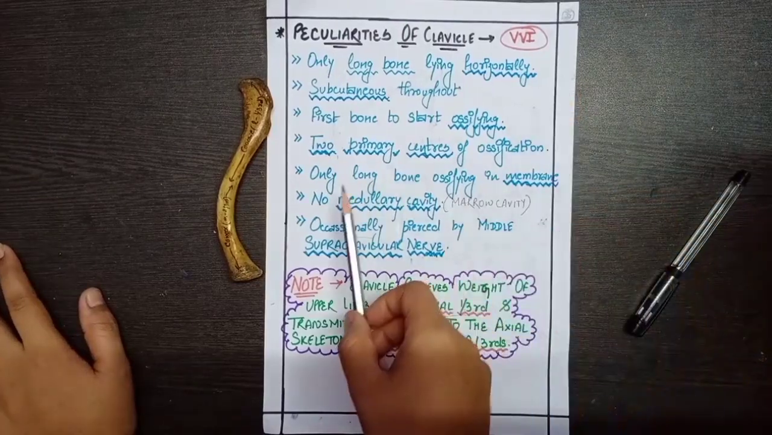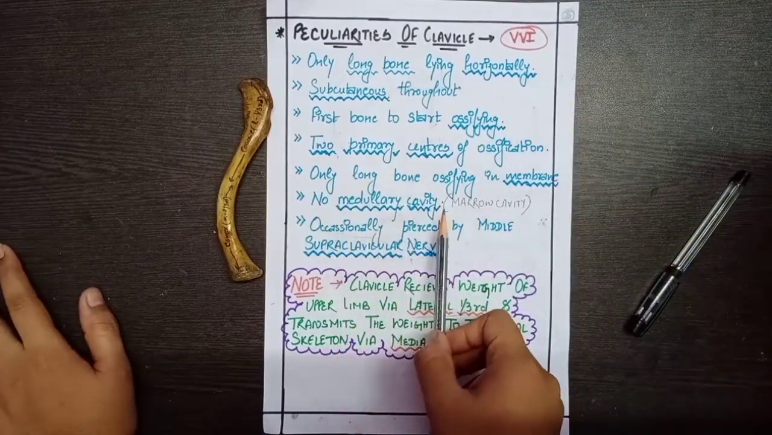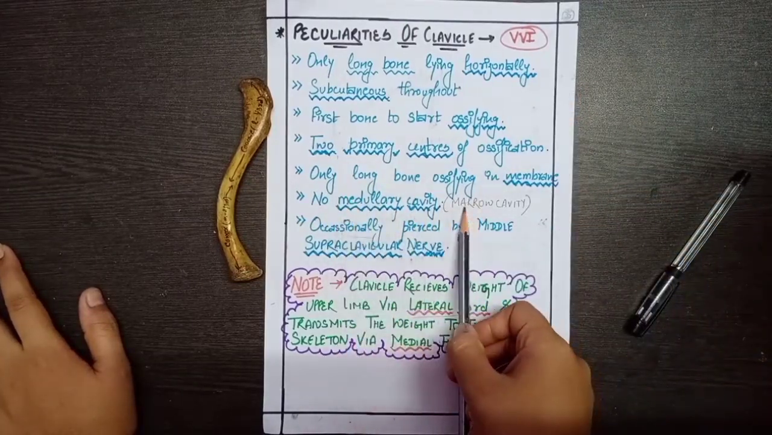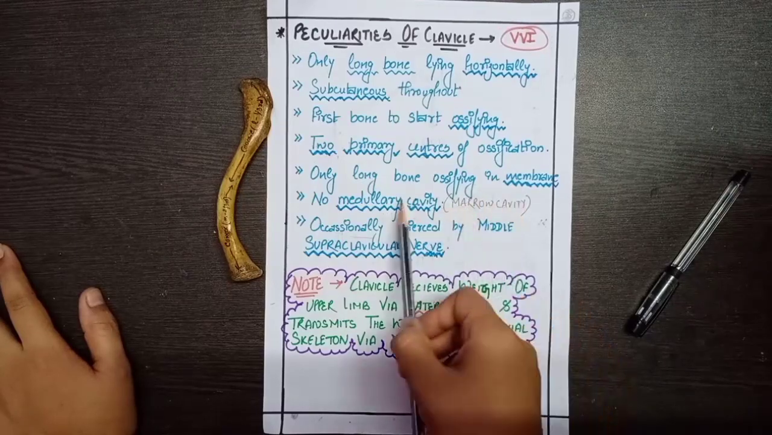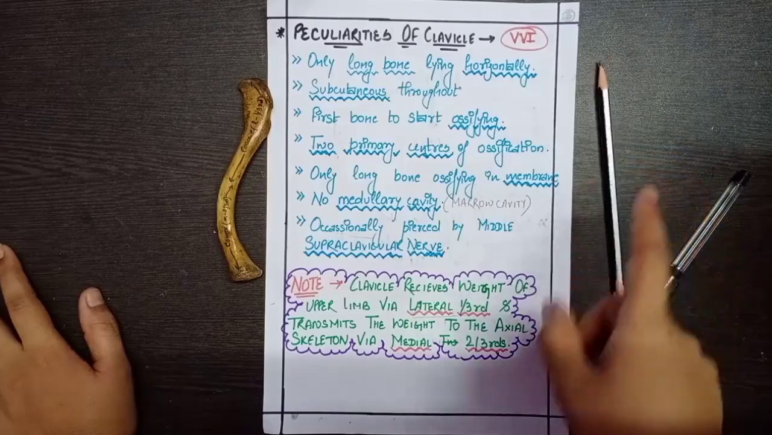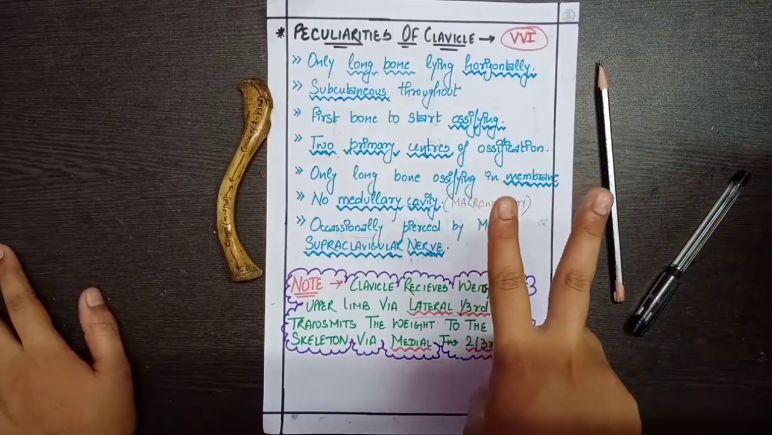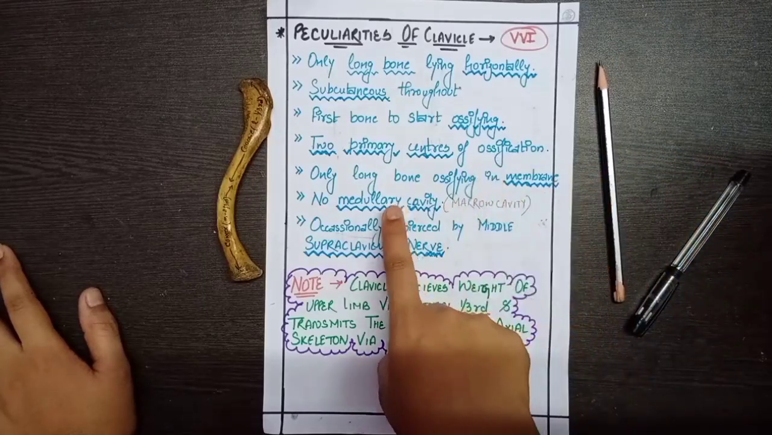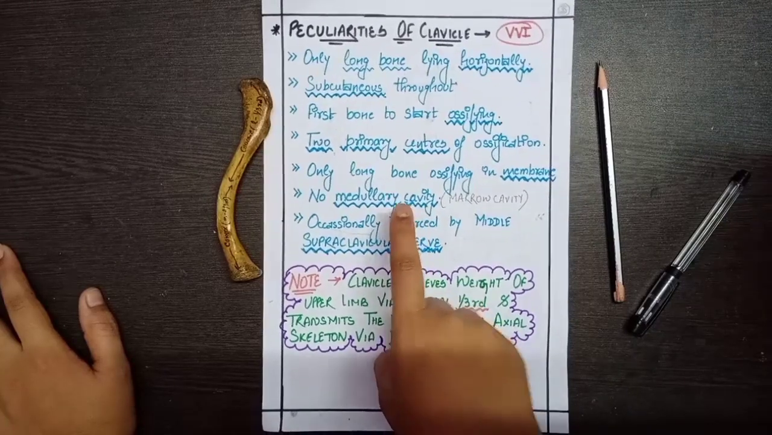Then it has no medullary cavity. Medullary cavity is also known as marrow cavity. What it means is every bone has a cavity in which the yellow bone marrow and the red bone marrow is being stored. So this clavicle has no medullary cavity.